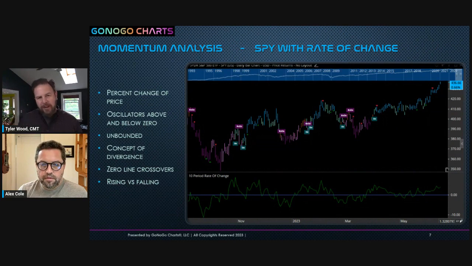So when we're looking at rate of change, we know that a rising rate of change above zero, so it's a positive value and it's rising, that's going to help us confirm what we're seeing in an uptrend in price action. Similarly, a falling rate of change under the zero line, right, negative territory, is going to confirm our downtrends.